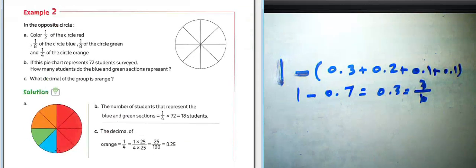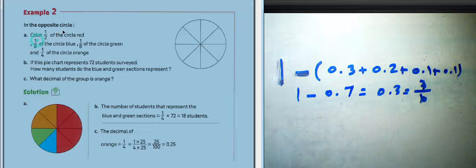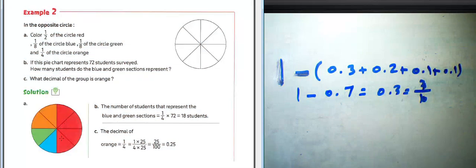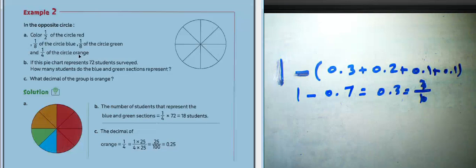Example number 2. In the opposite circle here, color 1 over 2, or half of the circle, red. We can color it red here. And 1 over 8 of the circle blue here, and 1 over 4 of the circle orange. If the pie chart represents 72 students, how many students do the blue and green sections represent?